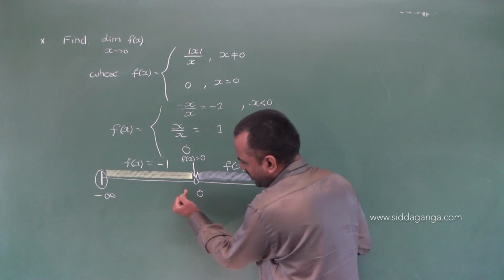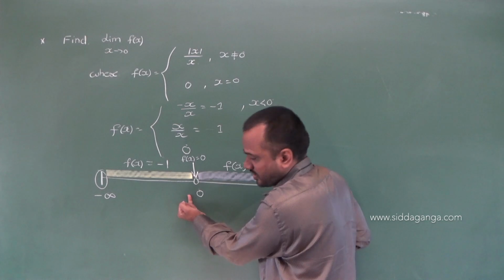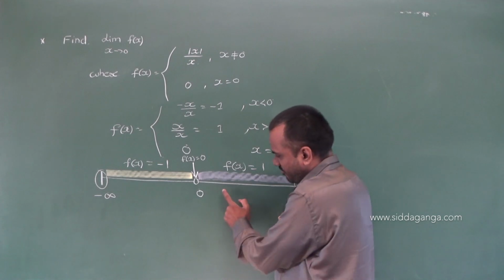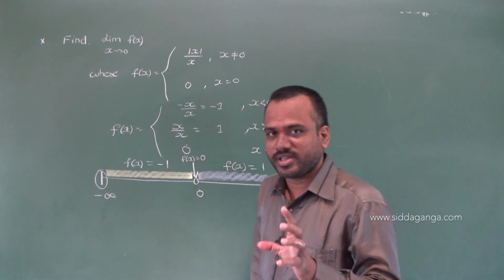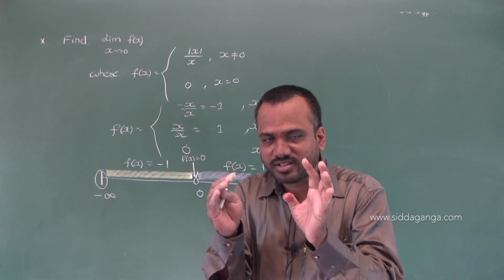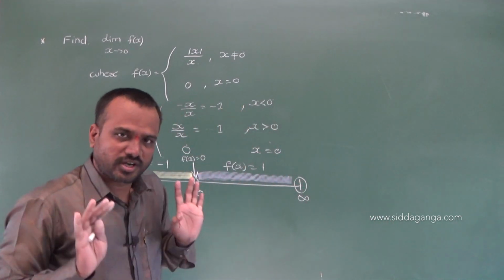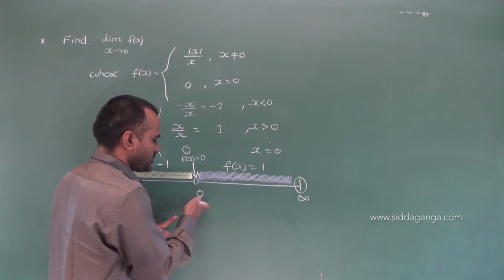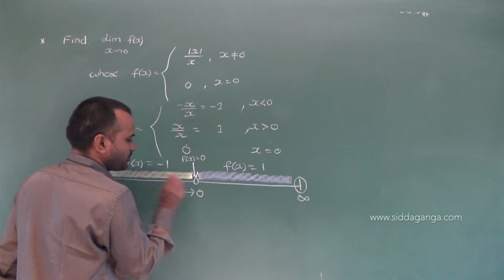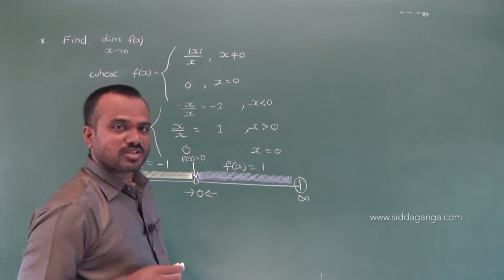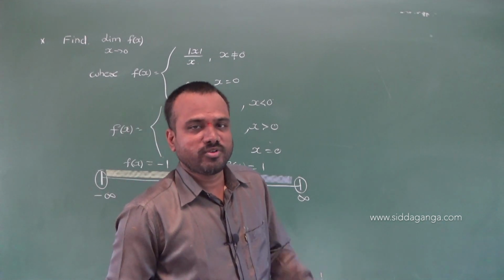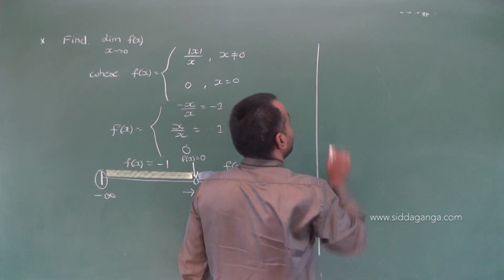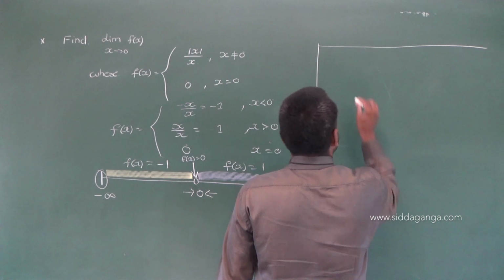See, observe here. We are approaching from the left side. From the left side, the function is minus 1. From the right side, the function is plus 1. That means for the left side and right side, those functions are different. For left side approaching, it is minus 1; for right side approaching, it is plus 1. That means we find the left hand limit as well as the right hand limit.